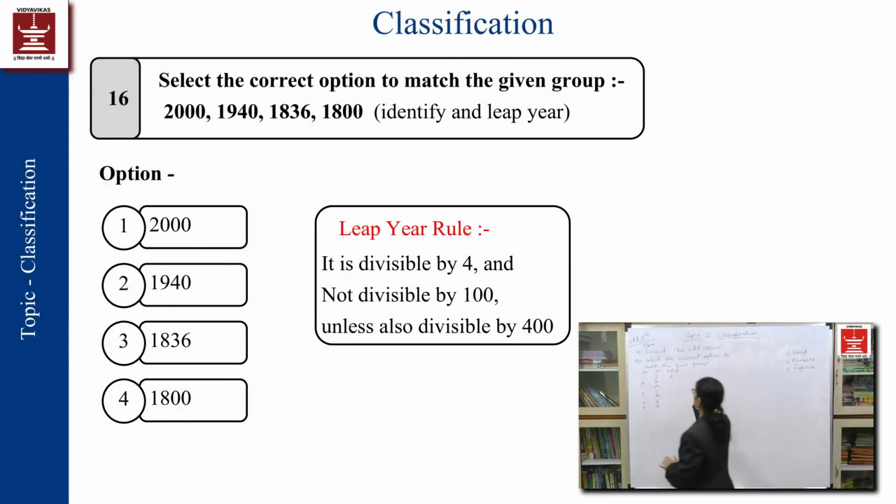In this, you can also have leap years. For example, if I say, second option, 1940 plus 9, third option 1836, 3 and 4.